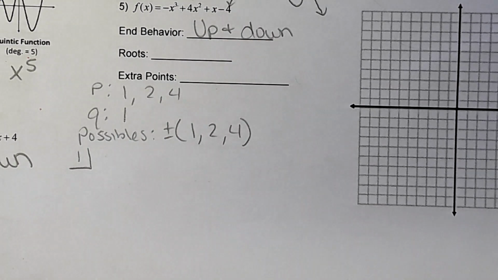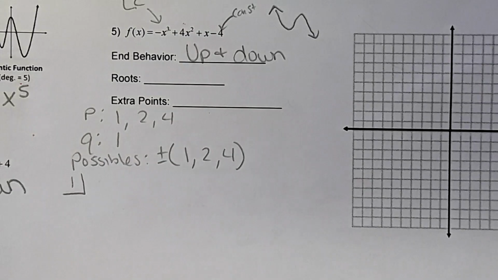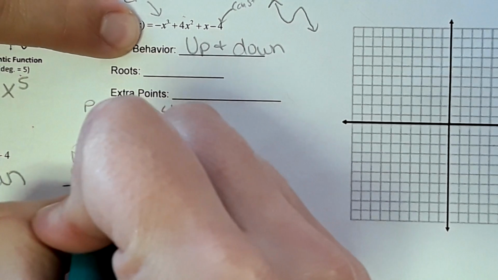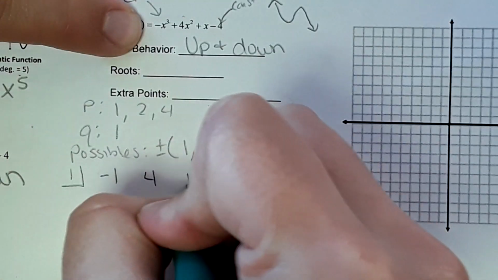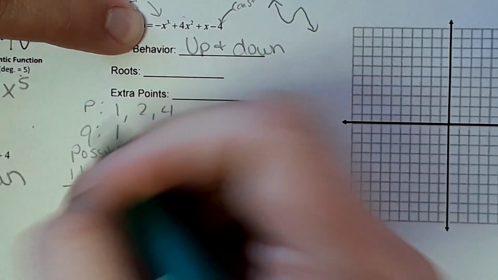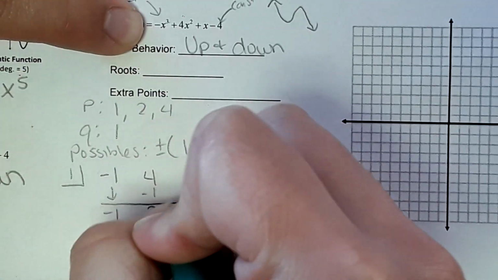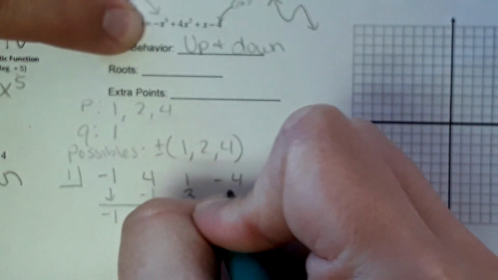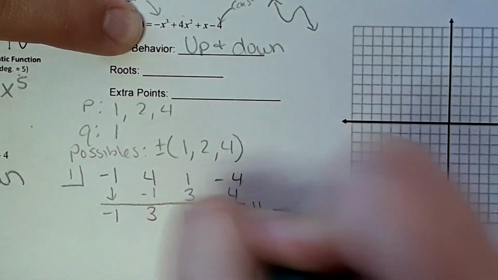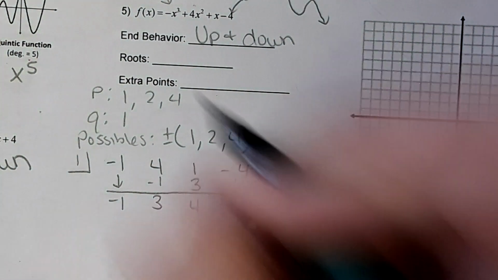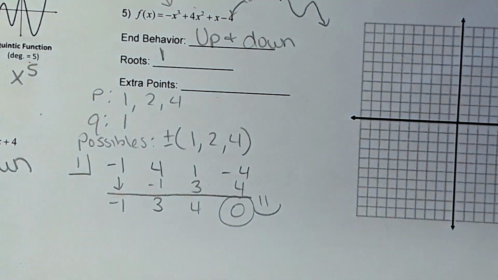Okay. So we're going to try out 1. Write the coefficients. Let's see, negative 1, 4, 1, and negative 4, and just divide it out. Okay, no remainders. That's a good thing. So that means one of our roots is 1.